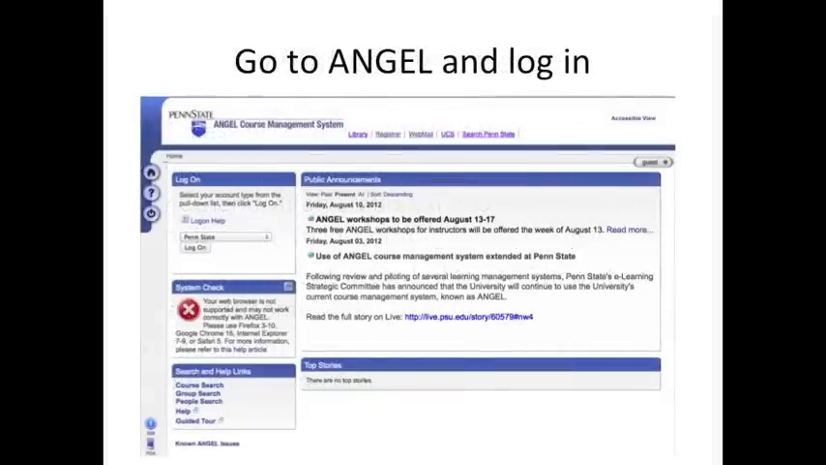Let's get started. Open a browser. Then go to angel.psu.edu or cms.psu.edu. Here, you will see announcements about Angel under the Public Announcements. Now click the Log On button. You will now be asked to enter your Penn State Access account user ID and password, and then press Enter or click the Login button.